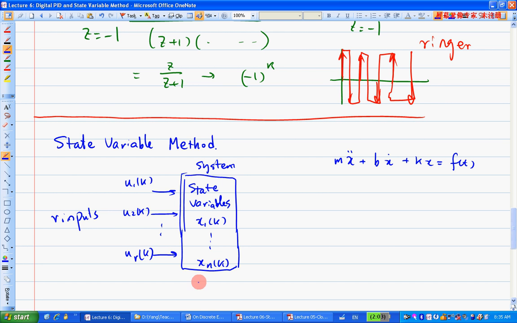The n here is generally associated with the order of the system. At the same time, you may have multiple outputs: y1 of k, y2, up to yp of k. So this is another way of describing a system.